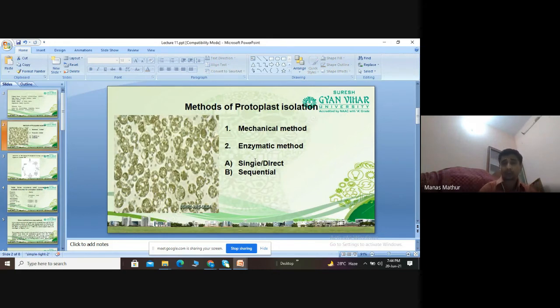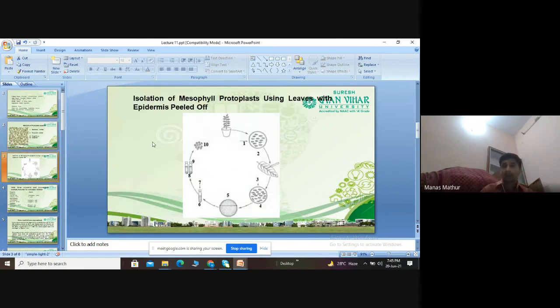Now, basically, there are two methods for isolation of protoplast: the mechanical method and the enzymatic method. In the mechanical method, we use a knife or some device to remove the protoplast. We can see that picture. There is a plant. From that plant, we have collected the leaf. From the leaf, we isolate the protoplast using a syringe. We collect the protoplast and transfer it to a certain medium. We remove the epidermis, and from it we separate the protoplast.